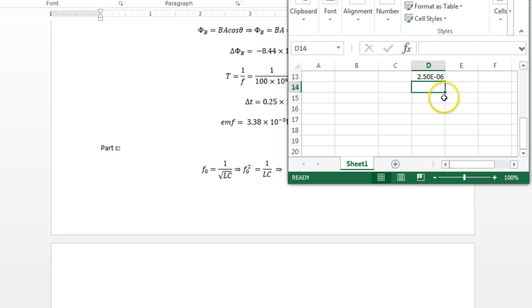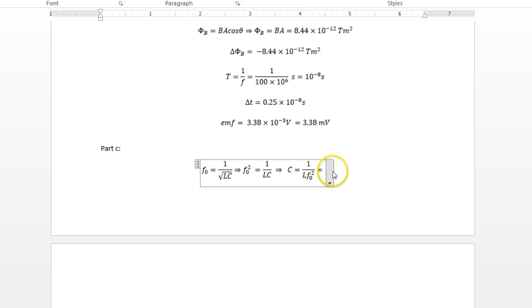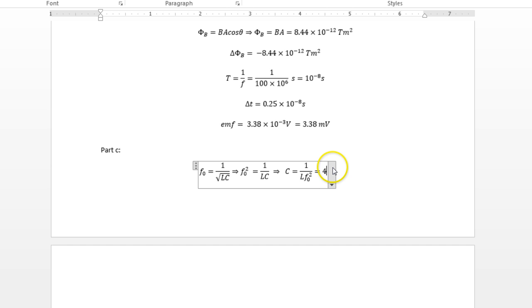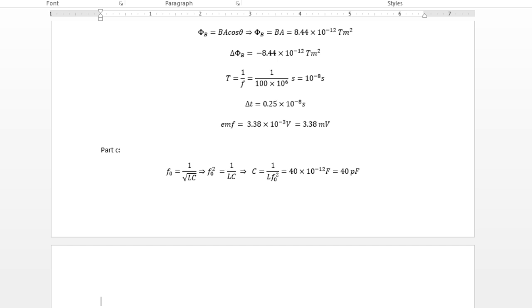Okay. And the question is, what then is the capacitance? Well, the capacitance is 1 divided by the inductance times the frequency squared, which is 4 times 10 to the minus 11th, or 40 times 10 to the minus 12 farads, which equals 40 picofarads. And that's it for problem 1.